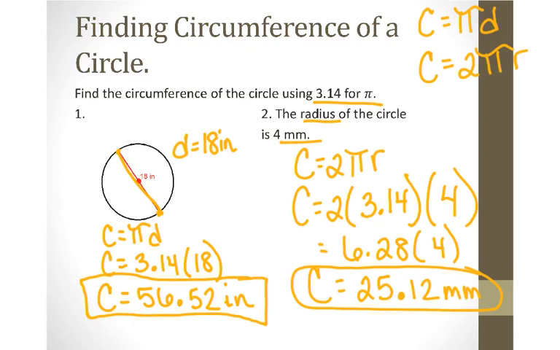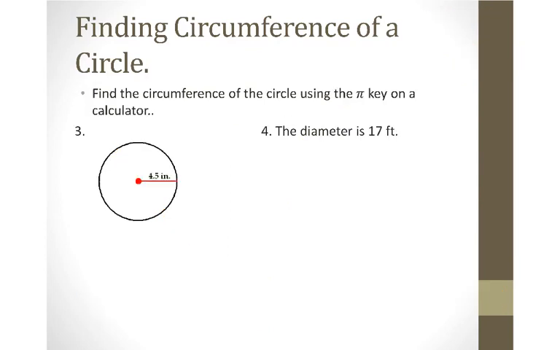So circumference is pretty easy to solve for. You just have to make sure you identify what you're given, what method you need to be using for pi. Is it 22/7? Is it 3.14? Is it the pi key on my calculator? And then just plug into the formula and solve. So we're going to look at a few more.